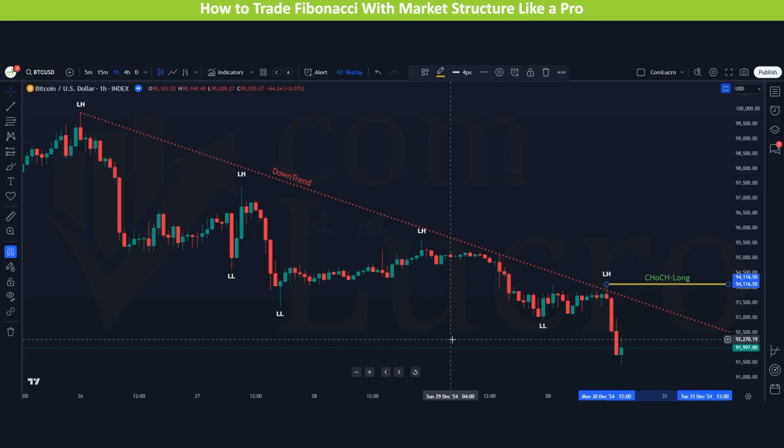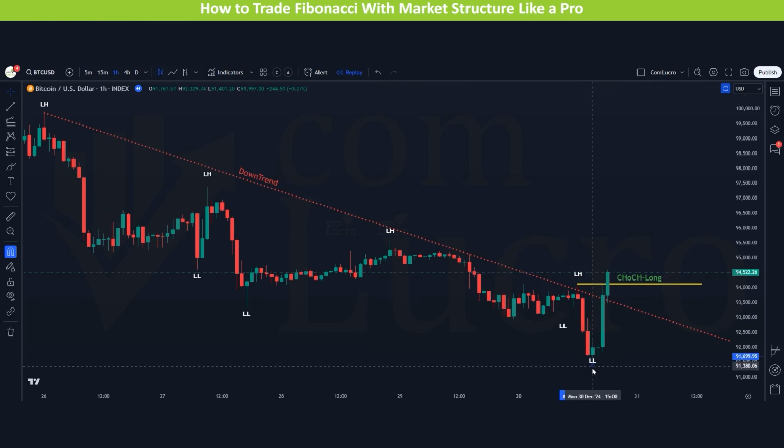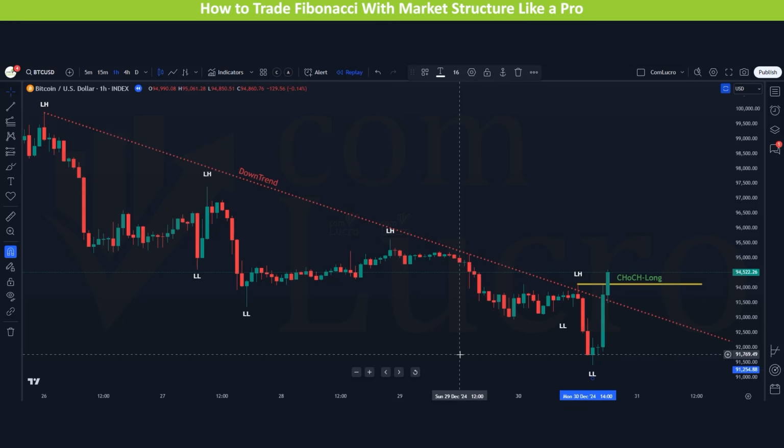Once the CHoCH is confirmed, the next step is to draw the Fibonacci retracement to map potential trade levels that align with the new market structure. By following this method, we keep a structured, disciplined approach to spotting high probability setups while we wait for the trend shift to confirm. In the next step, once the CHoCH confirms a possible shift from a downtrend to an uptrend, I'll draw the Fibonacci retracement directly on the chart. This is essential for mapping the key levels we'll use to plan potential entries and exits.